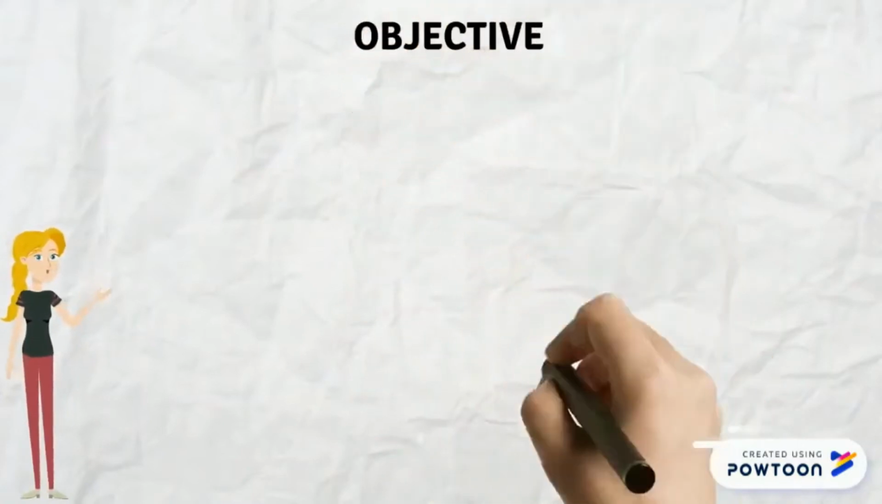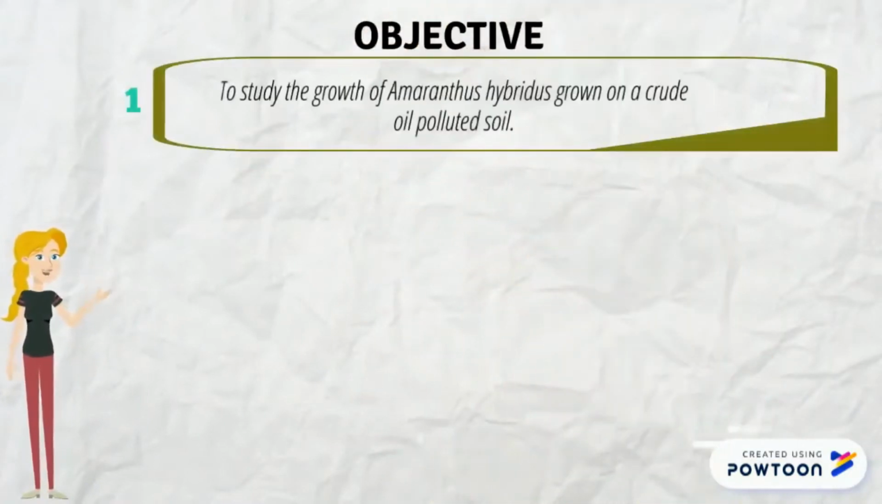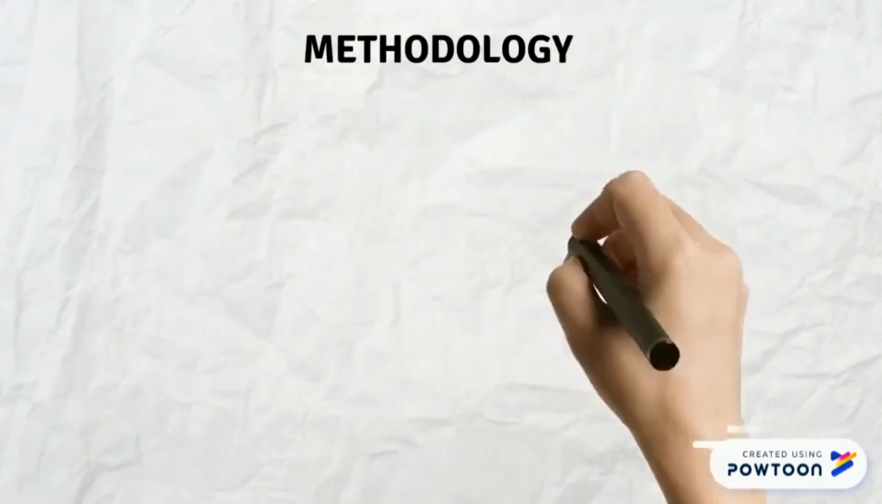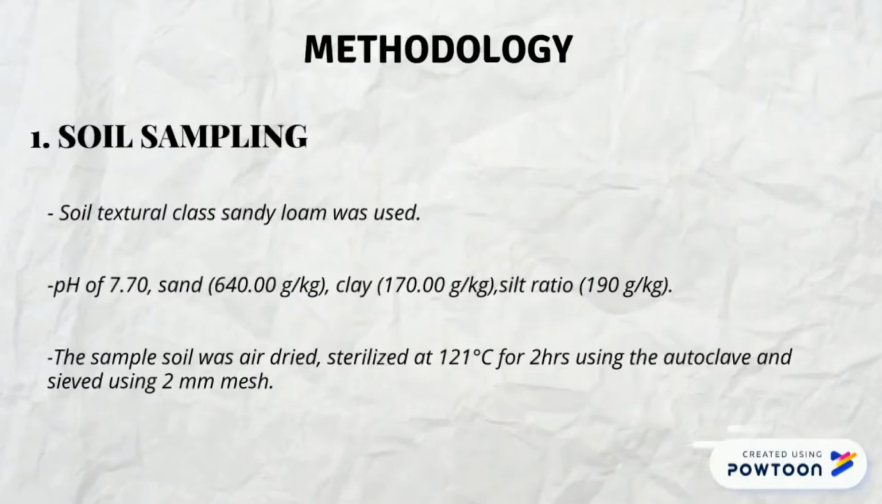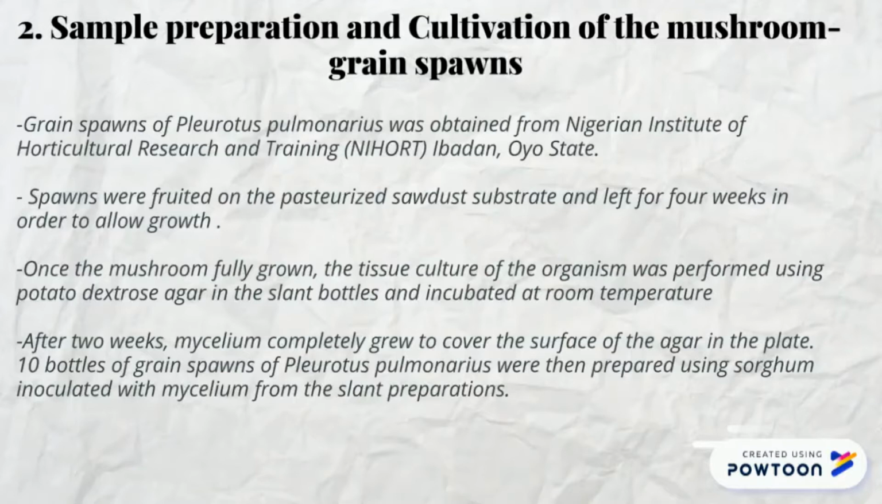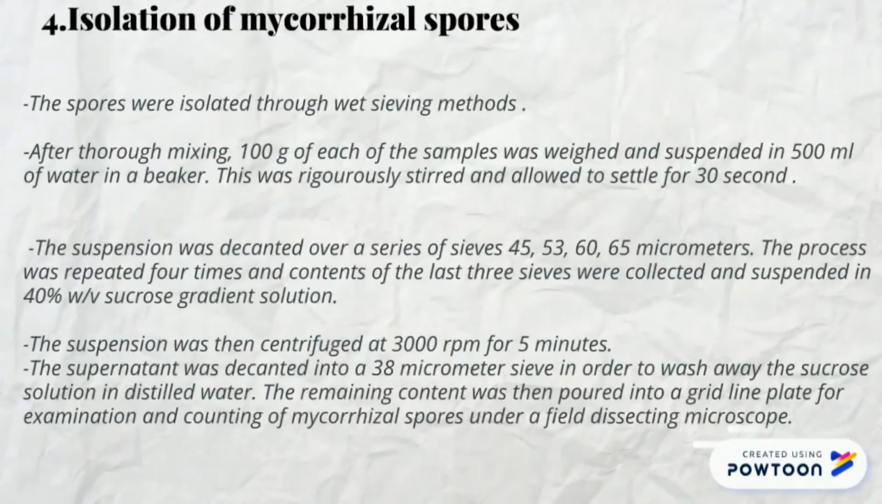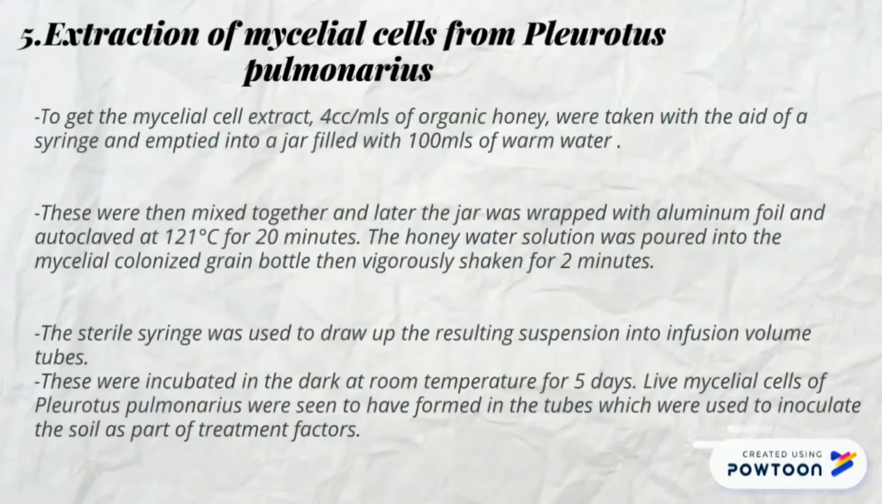The objective of this study is... For the methodology, it started with soil sampling. Secondly, the cultivation of the mushroom grain spawns. Thirdly, the determination of the mycorrhizal infection. Fourthly, isolation of the mycorrhizal spores. Then, the extraction of the mycelial cell from the Pleurotus pulmonarius. And finally, the experimental design.